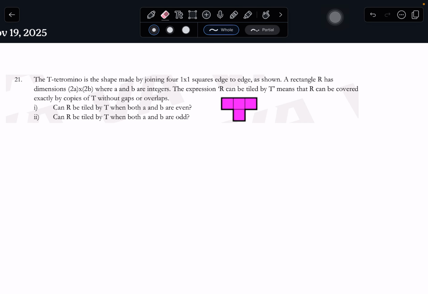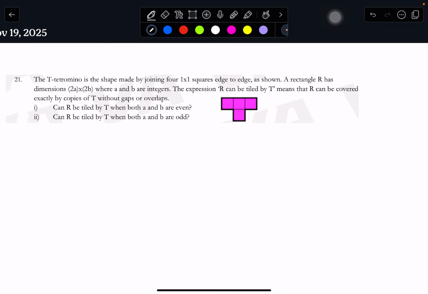And we define the rectangle R, which has a dimension of 2a times 2b, which means the two sides of the rectangle are both even. The expression "R can be tiled by T" means R can be covered exactly by copies of T without gaps or overlaps. So the setting of this problem is quite easy. We're going to talk about two cases. The first case is whether R can be tiled by T when both a and b are even. The solution of this problem is quite obvious.